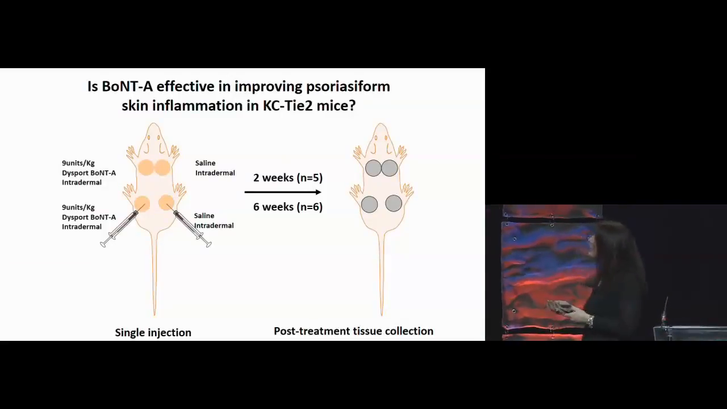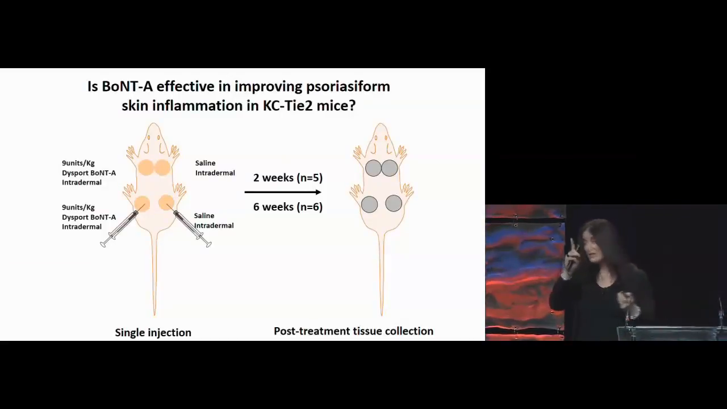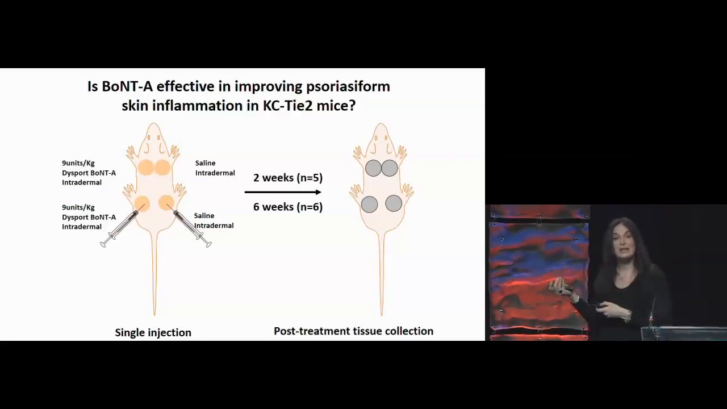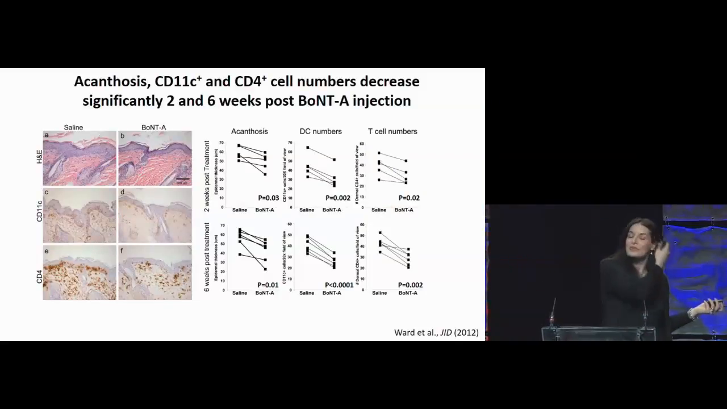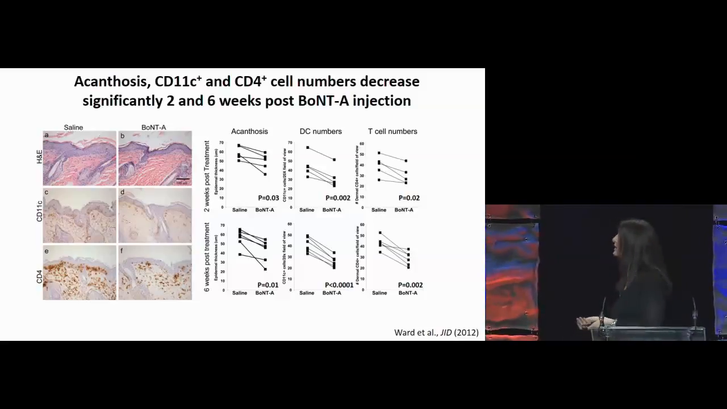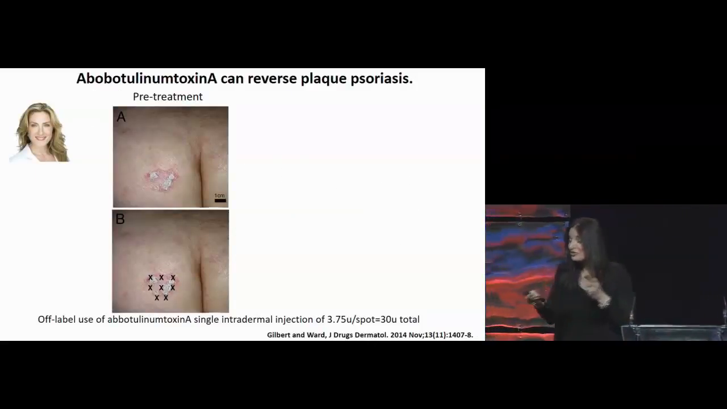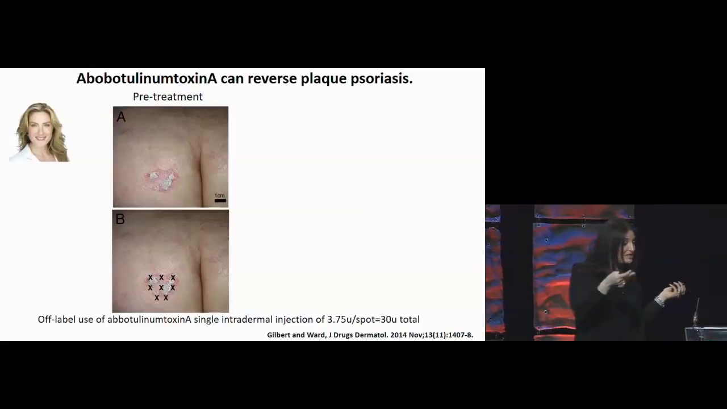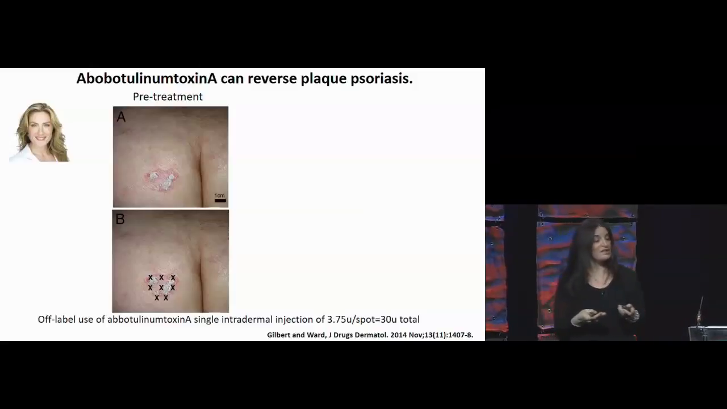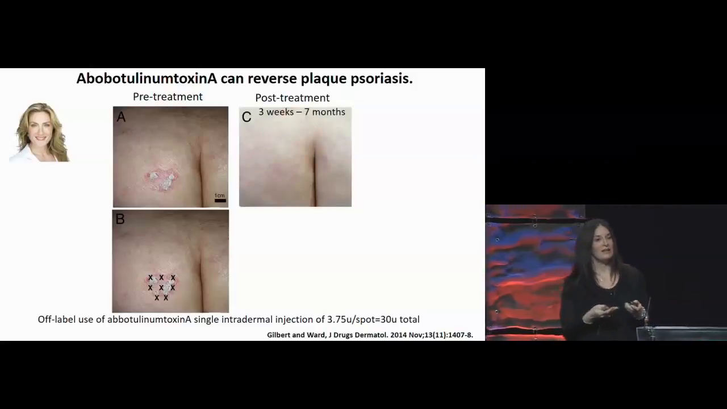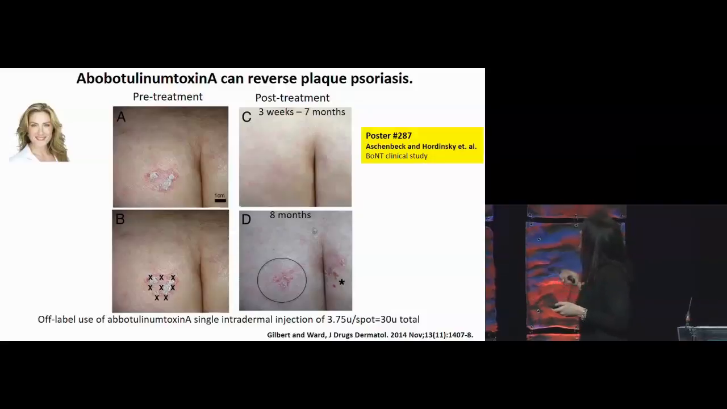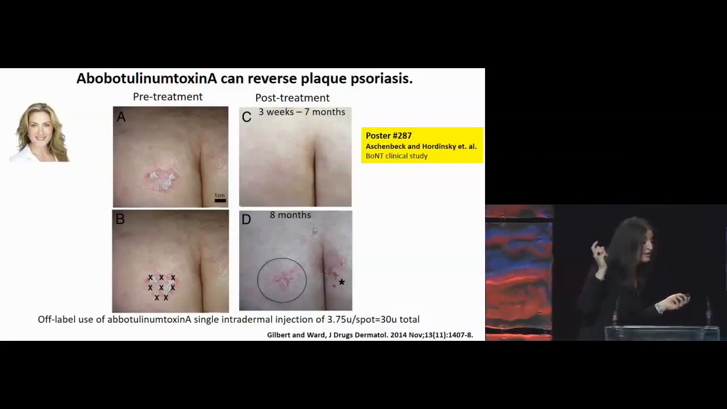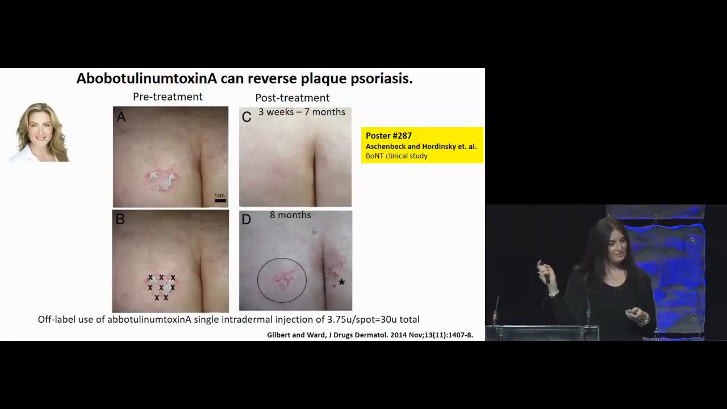We went back to the lab. We took our mice. We injected them with a single injection of neurotoxin. And then we waited either 2 or 6 weeks later. And we found the same effect. Skin disease improved in these mice that were chemically denervated. And then in collaboration with Aaron Gilbert, we were able to translate this into a patient and show that a recalcitrant plaque on this patient's buttock, injected with, again, a single intradermal injection of toxin, resolved the plaque within 3 weeks, sustained it clear out to 7 months, and then reappeared in the same location. And Maria Hordinsky has a poster showing another clinical study showing efficacy of neurotoxin at this meeting.